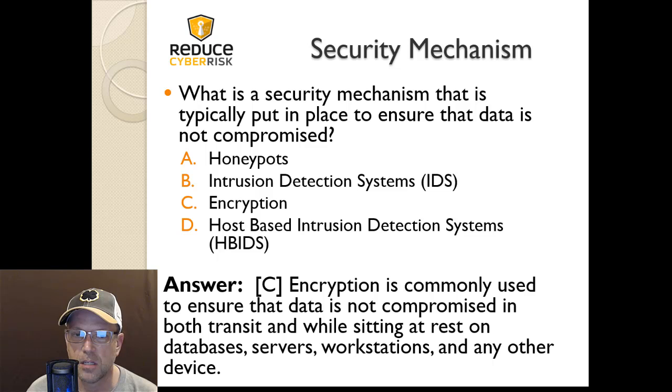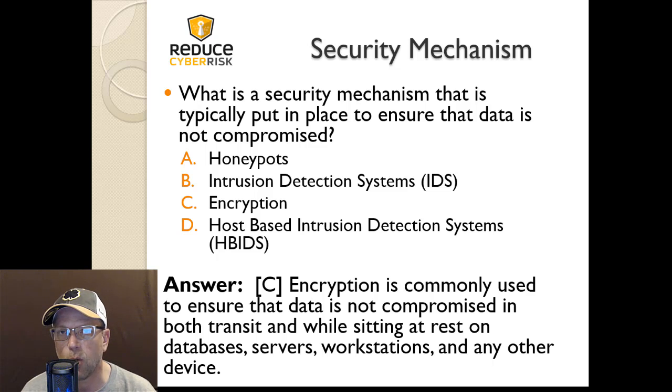And the answer is C. Encryption is commonly used to ensure that data is not compromised in both transit and while sitting at rest. Now, this could be on databases, it could be on file shares, it could be in all kinds of places, but typically what happens is encryption of some form is used to protect the data as a security mechanism to ensure that it's not compromised. And you'll see this over and over again.